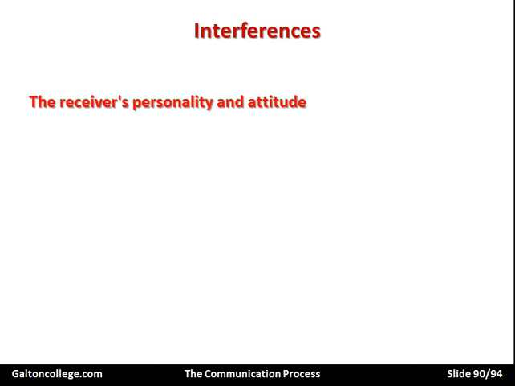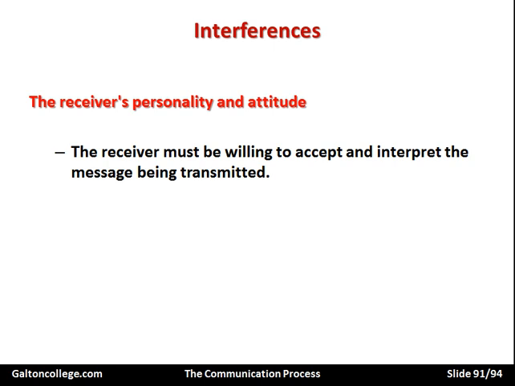And the receiver's personality and attitude. Well, the receiver must be willing to accept and interpret messages being transmitted. So the receiver must be willing to accept the message that's coming through. The receiver must acknowledge the message and must almost welcome the message. They must take the message on board. If the receiver simply blocks the message, there is no communications. Simple example, someone receives an email, but the person does not check their emails. The person does not open their emails. The person is selective as to which emails to open. So there's no message getting through. There's no communications.